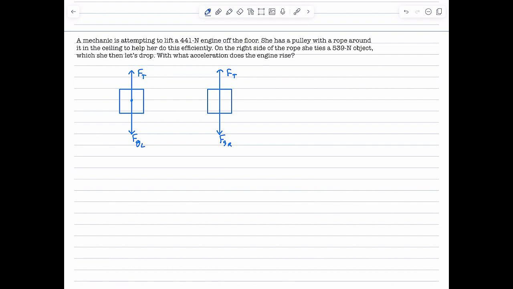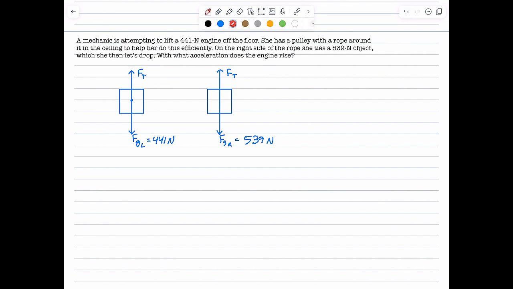All right, now in terms of acceleration, one of these is going to move down and the other one is going to move up. So we have to look at their masses or their weights. We're told that the engine on the left is 441 newtons, and that the object on the right is 539 newtons. As you can imagine, the more massive or heavier object is going to be pulled on more by gravity, and so it's going to fall, causing the other one to rise. So we look for the one that has more mass or more weight, and that will tell us which way these objects are accelerating.